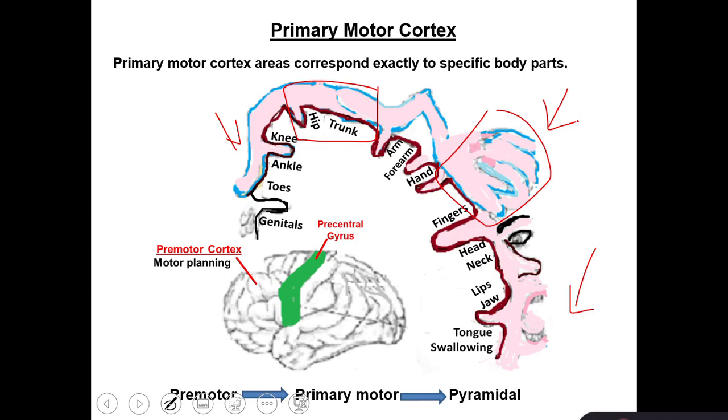So the signal begins from the upper motor neurons found here in the precentral gyrus. From there, the signal goes to the pyramidal system. Of course, before initiating the signal from the precentral gyrus, you have to make a decision about the movement, and this decision comes from the premotor area, which is in the anterior part of the frontal lobe. This sends the order here to the precentral gyrus, and then from there the signal goes down to the pyramidal system.